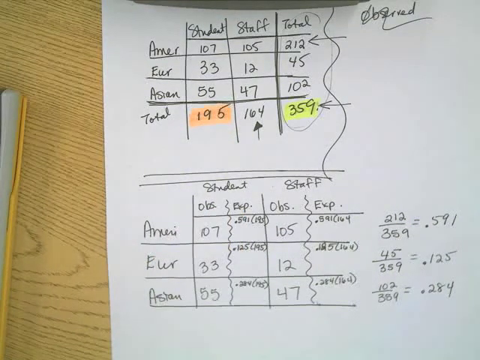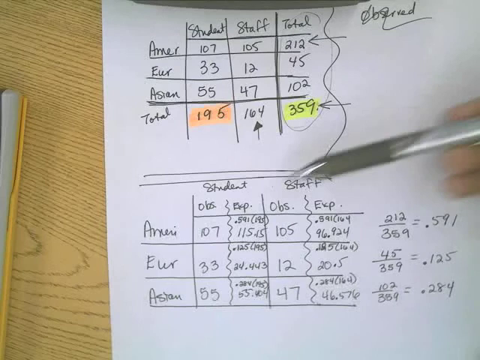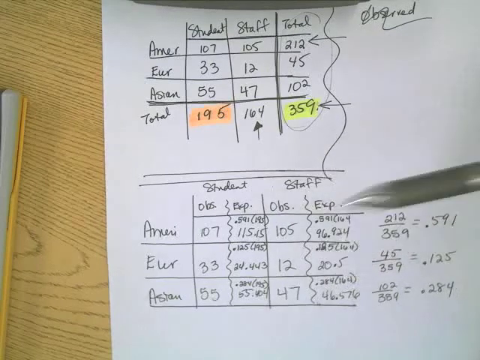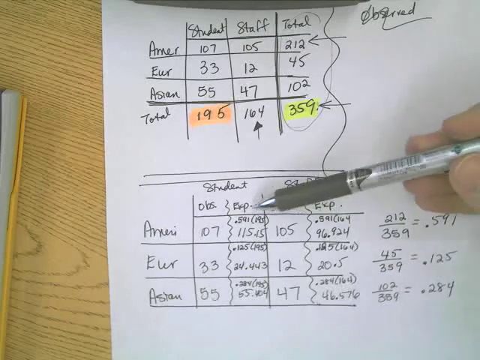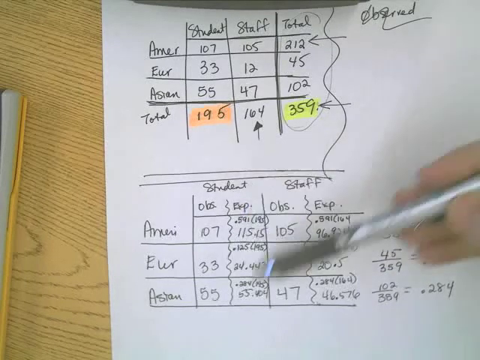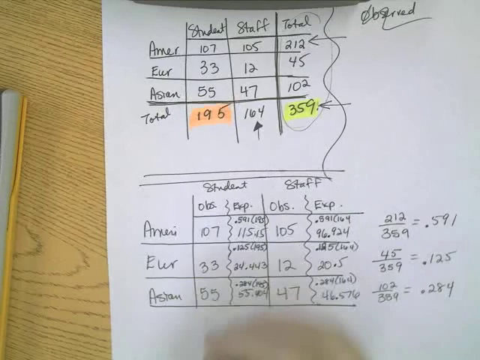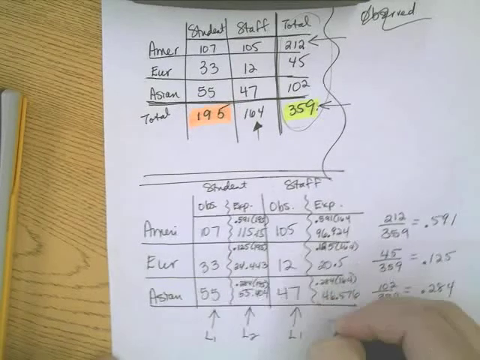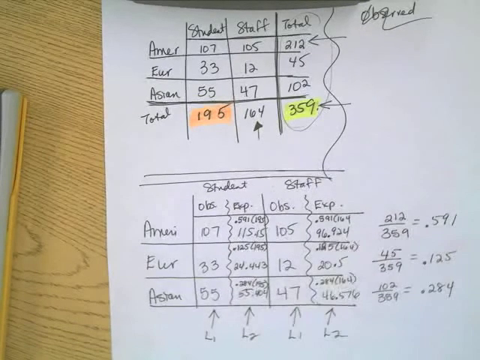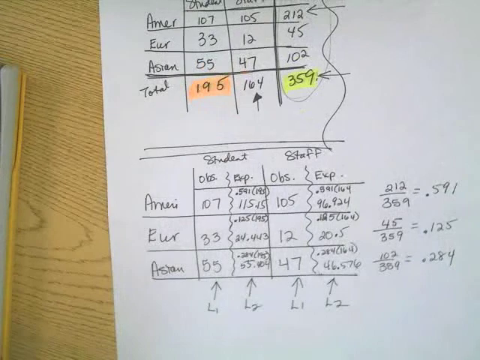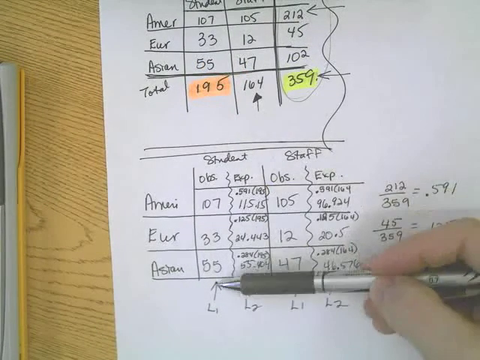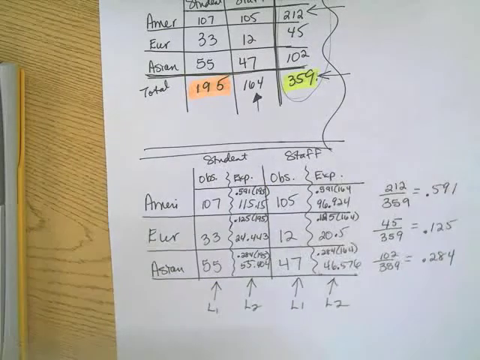Now I just need to run a test on it. I can't put these in L1, L2, L3, and L4. Remember that our observed go in L1, and our expected go in L2. So I'm collapsing everything into two lists. Take the time now to put all those in your L1s and then in your L2s. Okay, so I have all my numbers in L1 and L2.